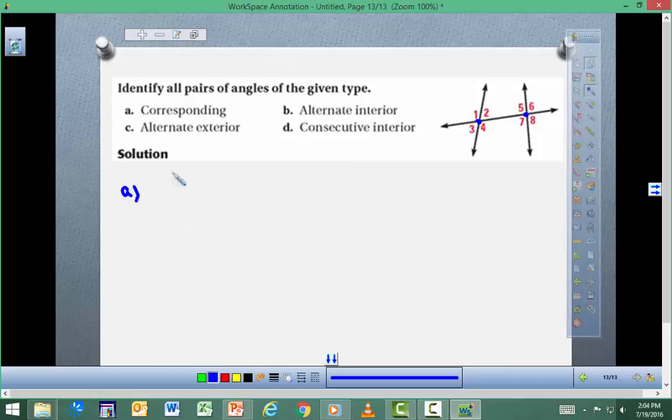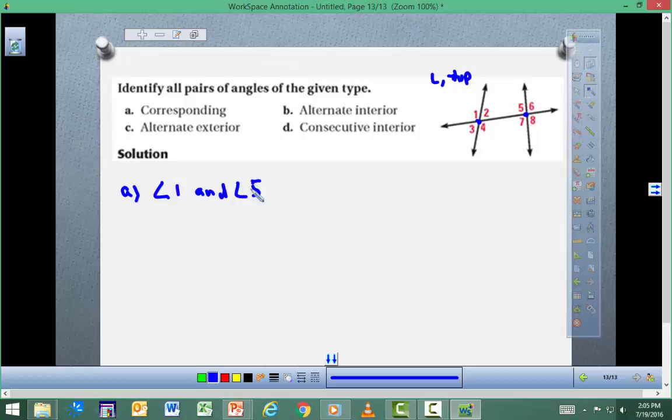We want to list all the possible corresponding angles. Well, let's start off with this left group. We'll start off with angle 1. And remember, corresponding angles have to be in the same position. If you notice, this angle 1 is on the left side and it's on top. So you want to pick the left side and the one that's on top over here. That'd be angle 5. So what we'd say is angle 1 and angle 5.